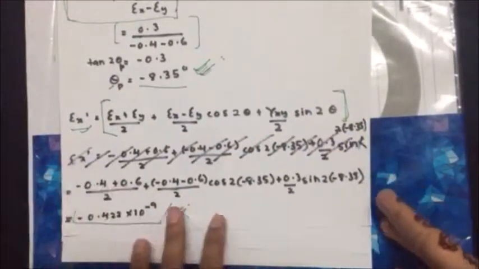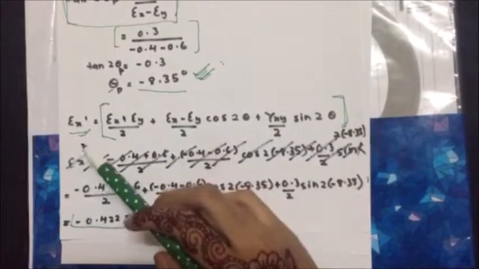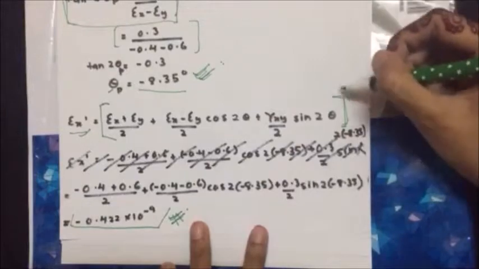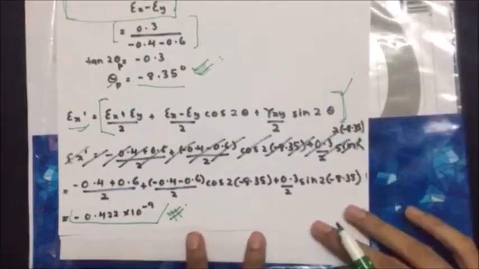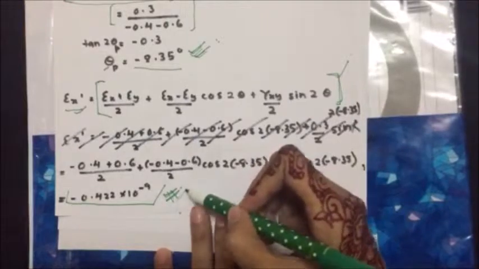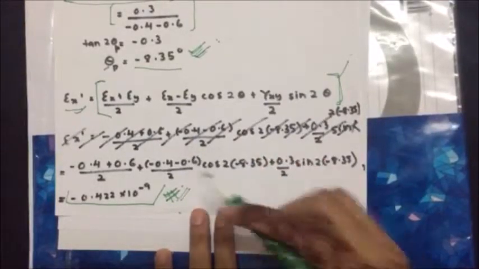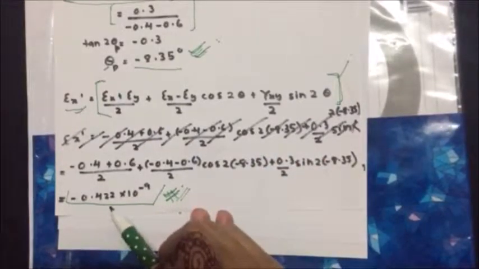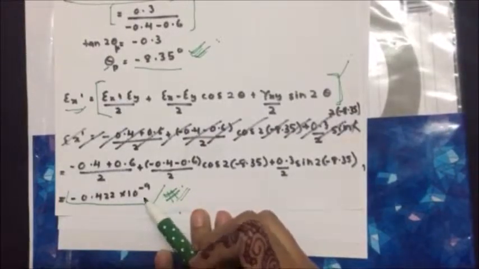Then, to find the new normal strain along x direction, we use the general formula and substitute all the values and we get the new normal strain along x direction, which is negative 0.422 times 10 to the power of negative 9.